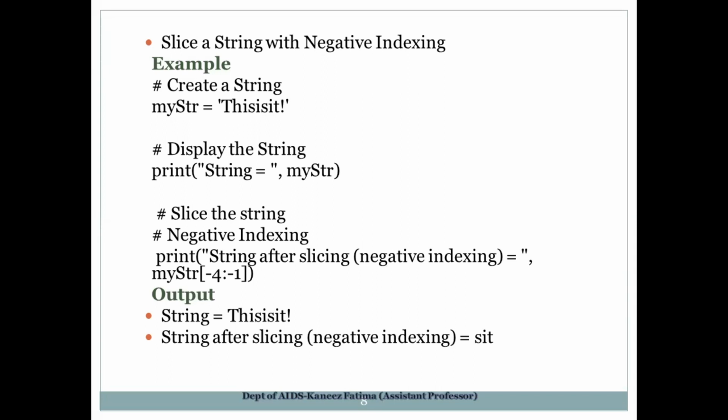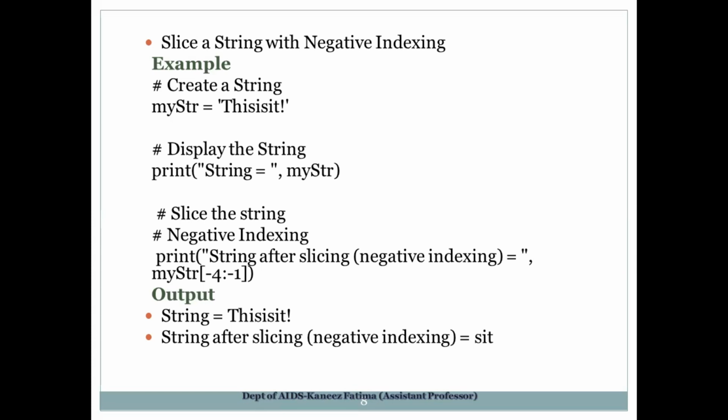Now I am going for another method, that is slicing the string. Slicing is how I go with negative indexing. So print string after slicing with negative indexing equals my string -4 : -1. You can see the observed word. This is my string, the string which I have initialized. Once I am doing a slicing, the slicing parameters are given as -4 to -1.